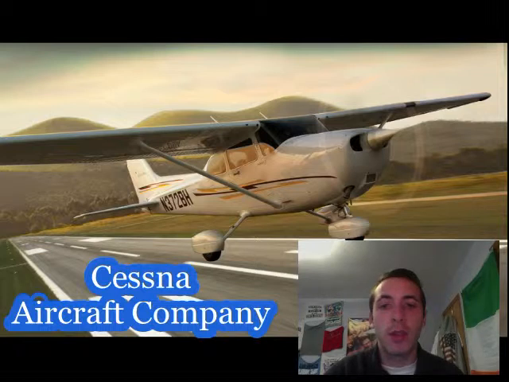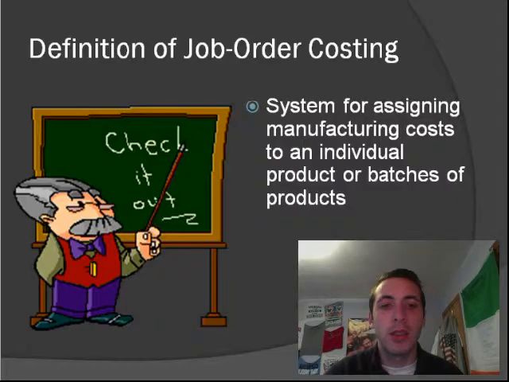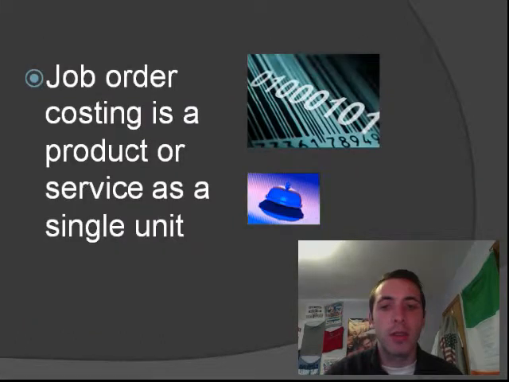Let's first begin with the definition of job order costing. This is a system for assigning manufacturing costs to an individual product or batches of products. Generally, the job order costing system is used only when the products manufactured are sufficiently different from each other. In other words, to keep the definition simple, job order costing treats a product or service as a single unit. Unlike direct materials and direct labor, manufacturing overhead cannot be directly traced to each job. Therefore, we use job order costing to better apply manufacturing overhead to each individual job.